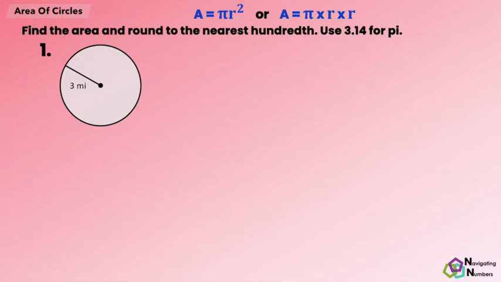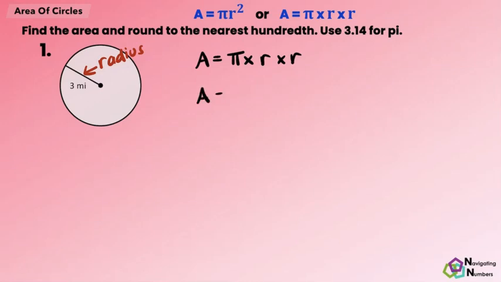Find the area and round to the nearest hundredth. Use 3.14 for pi. All right, so here we have a circle with a radius of 3 miles. So let's find the area using our formula. Area equals pi times radius squared. And let's use the rewritten version. So pi times radius times itself, or radius times radius.